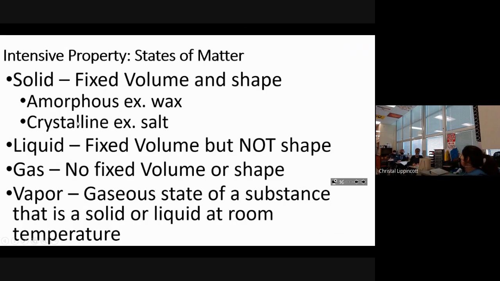So wait, if mass and volume increase, why wouldn't the density increase as well? Because it's a ratio of them. Oh, yeah. Remember? It's a ratio. So the ratio is still going to be the same. Just like, when you had 20 grams of water, you had 20 milliliters. Well, when you had 40 grams of water, you had 40 milliliters. So the 1-to-1 ratio stayed the same. Okay.